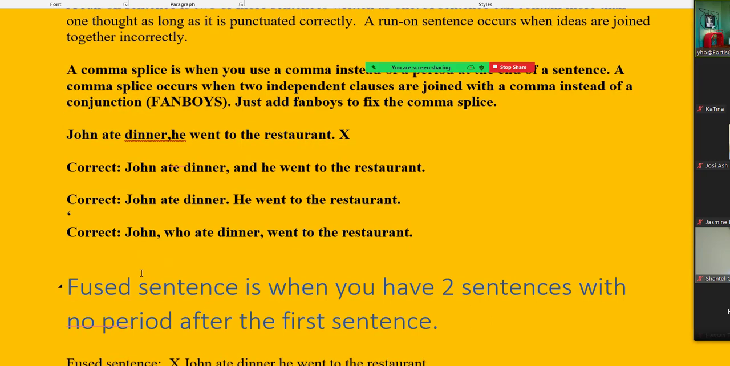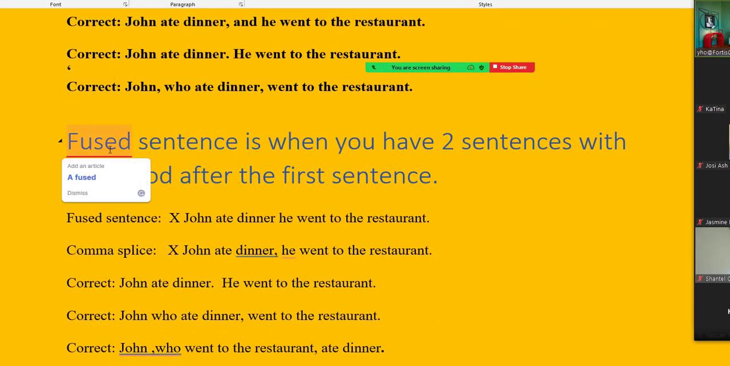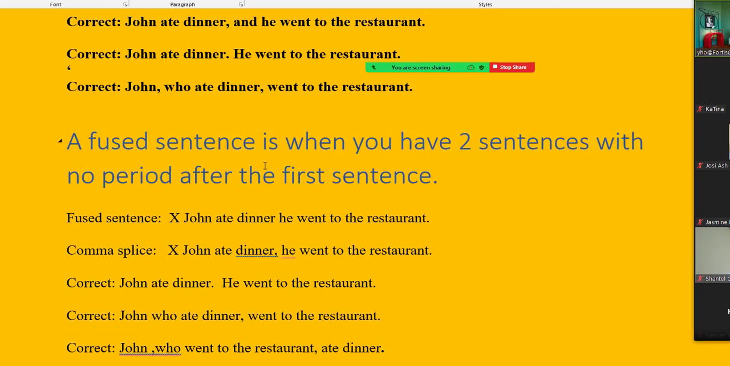So here, a fused sentence is when you have two sentences with no period after the first sentence: John ate dinner he went to the restaurant. And then the comma splice. When you have no comma and you just have John ate dinner he went to the restaurant, that's known as a fused sentence. That means the two sentences are fused together. When you have an unnecessary comma, John ate dinner, comma, he went to the restaurant, that's known as a comma splice. Both a fused sentence and a comma splice are run-on sentences. They're different kinds of run-on sentences.